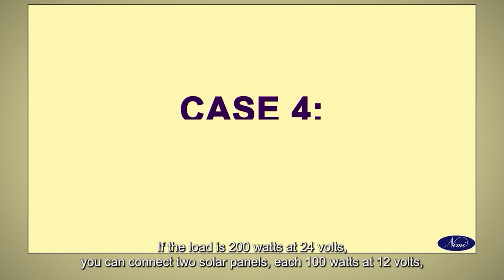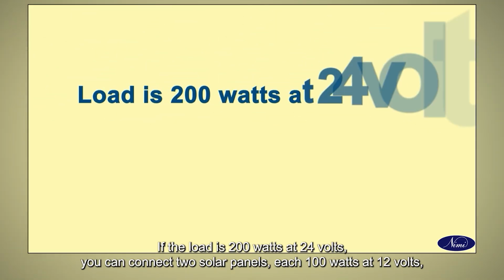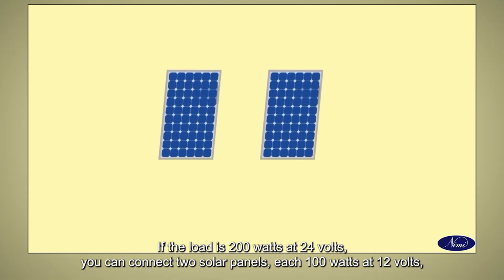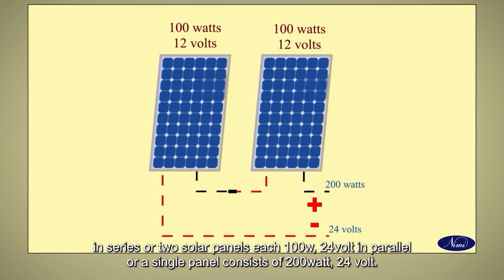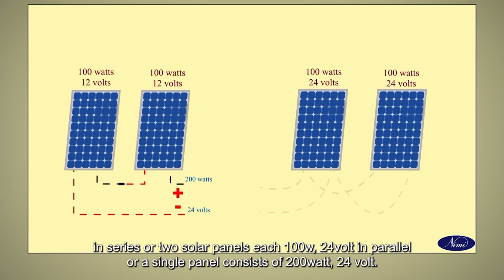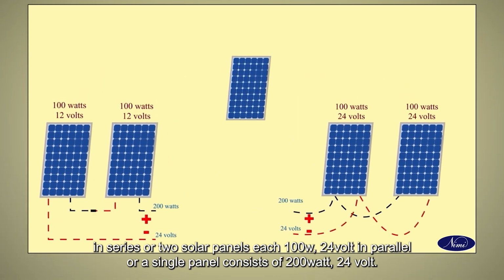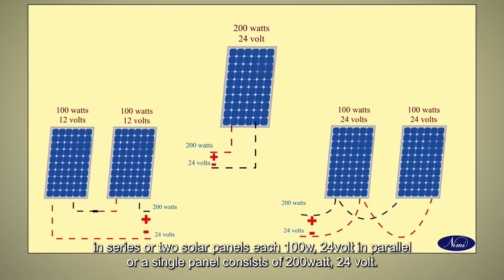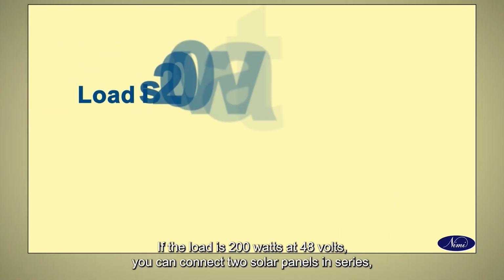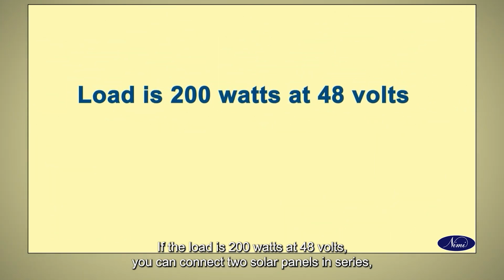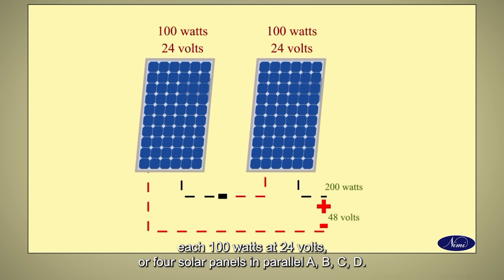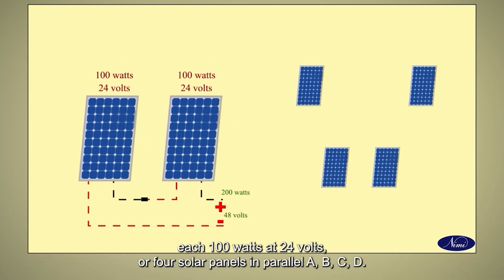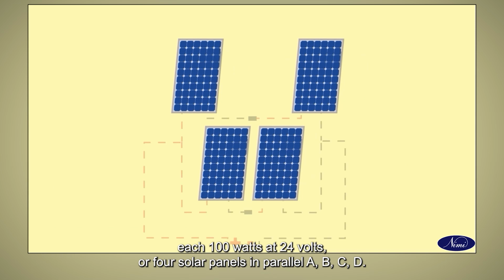Case 4. If the load is 200 watts at 24 volts, you can connect 2 solar panels, each 100 watts at 12 volts, in series, or 2 solar panels, each 100 watts 24 volts, in parallel, or a single panel of 200 watts 24 volts. If the load is 200 watts at 48 volts, you can connect 2 solar panels in series, each 100 watts at 24 volts, or 4 solar panels A, B, C, D.